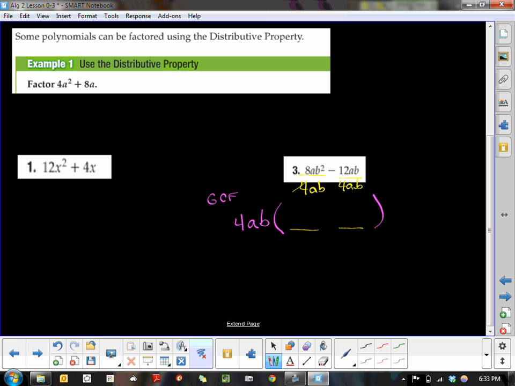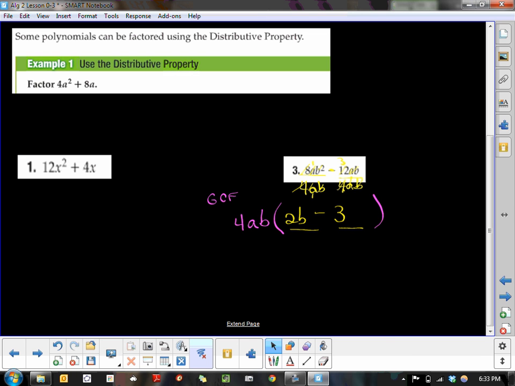So the 4 goes into 8 twice. So 8 divided by 4 is 2. A divided by a is an equivalency of 1. And a b squared divided by b gives us the b remaining. Minus, or negative 12 divided by 4 is a negative. So that's a negative 3, because 4 goes into 12 3 times. The a divided by a is equivalency of 1, and a b divided by b is equivalency of 1, so it's just a negative 3 in that.